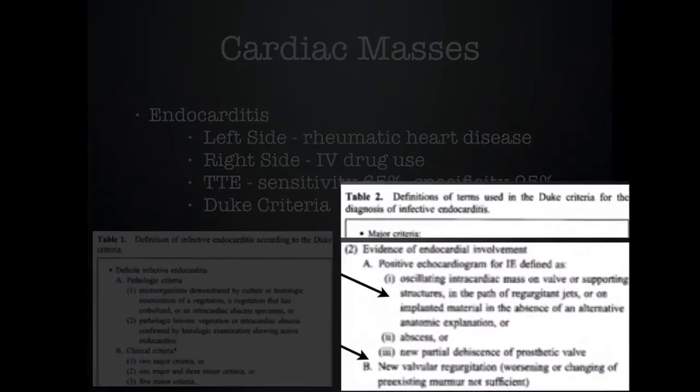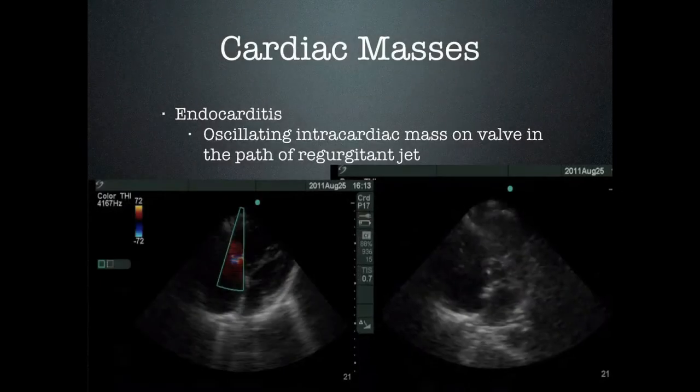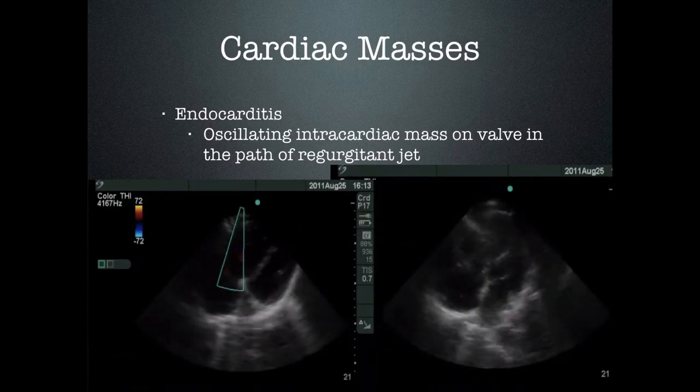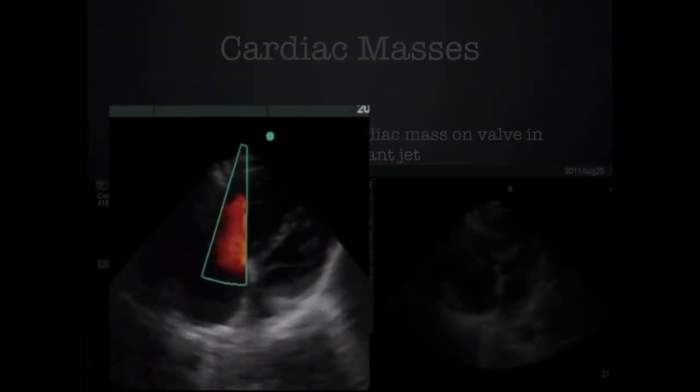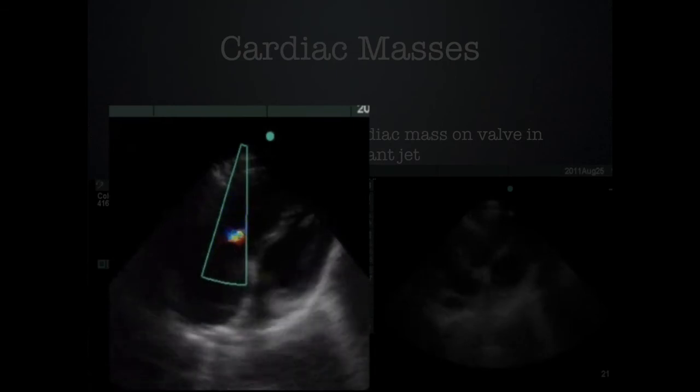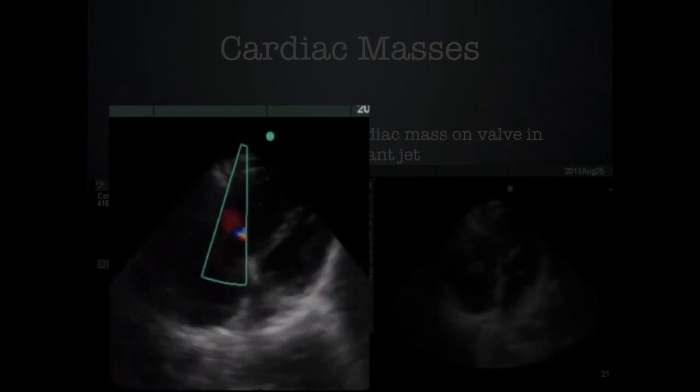If you look at the Duke's criteria for diagnosing an infective endocarditis, a couple of the major criteria are based on ultrasound findings. These include an oscillating intracardiac mass on a valve or supporting structures in the path of a regurgitant jet, or new valvular regurgitation, which is not known before. So here, on the left, we see an apical four-chamber view. This is the tricuspid valve we're looking at, and you can see that there's a regurgitant jet.